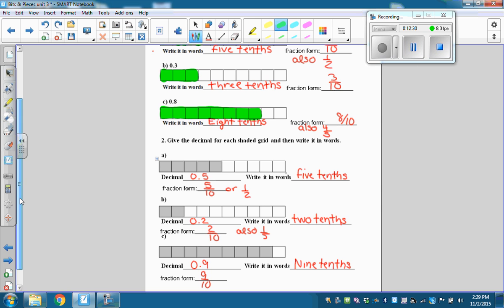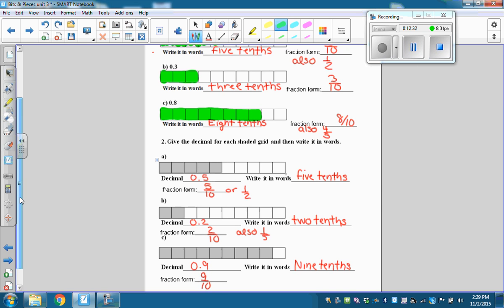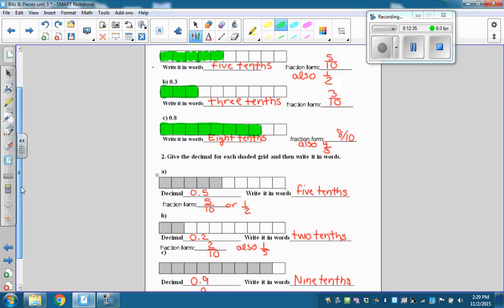The fraction down there is 9/10. Okay. How many people are still working on the second page? Okay, so take another minute to work on the second page. If you're already finished, take a look at page 82 in your book and make sure you can find those problems and see how they tie into the lesson. And we'll wrap up in a minute.